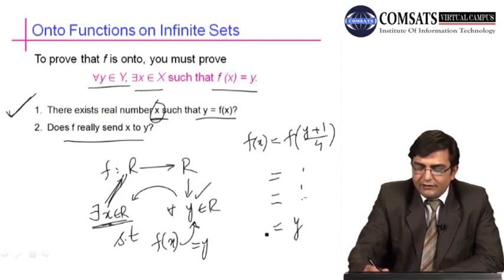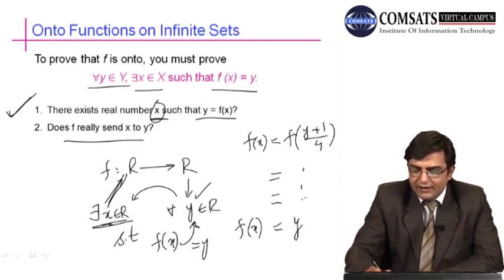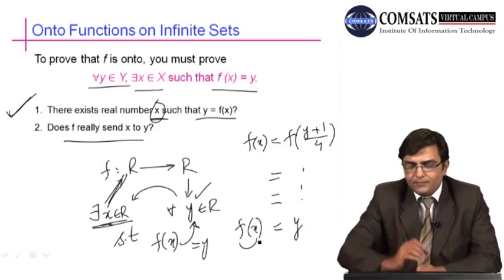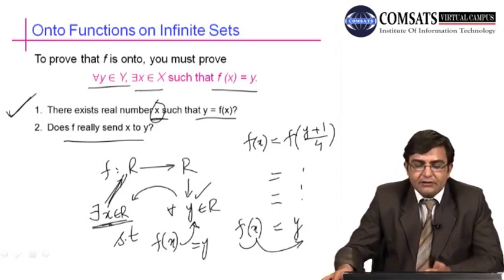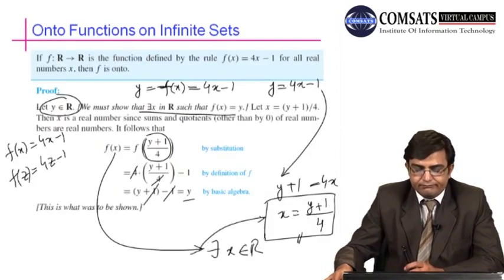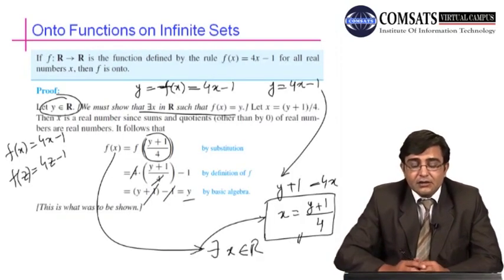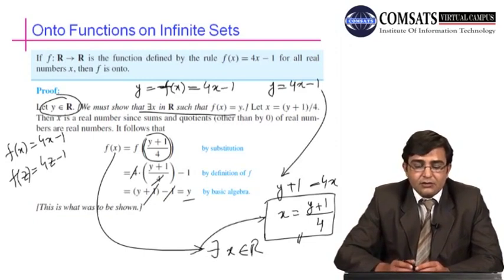So what does it mean, f of x equal to y? It means f really sends x to y. So therefore the given function f of x is an onto function. So this is how we can prove a function which is defined on infinite sets. We can prove it is an onto function.